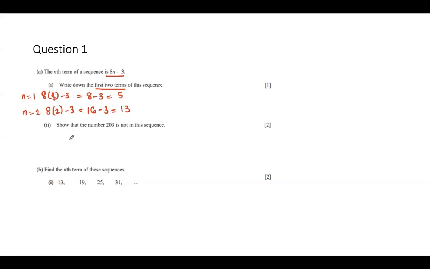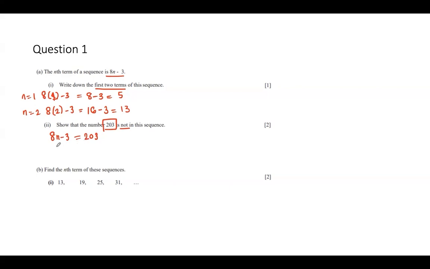The second question is, show that the number 203 is not in the sequence. So we have to prove that when you have 8n minus 3, none of the n terms actually give you 203. You have to show that 8n minus 3 will not give you 203. No n value will give you 203. So let's take a look at that.